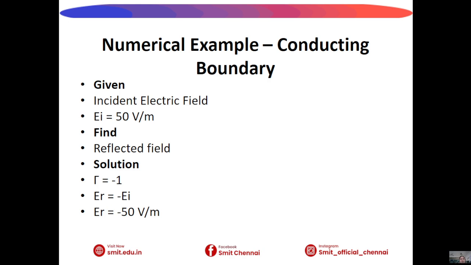Next, we see a numerical example for a conducting boundary. Let us consider a simple example. Suppose the incident electric field is 50 volts per meter. Since the reflection coefficient for a perfect conductor is -1, the reflected field is equal in magnitude but opposite in sign. Therefore, the reflected electric field becomes -50 volts per meter. The negative sign indicates the phase reversal.